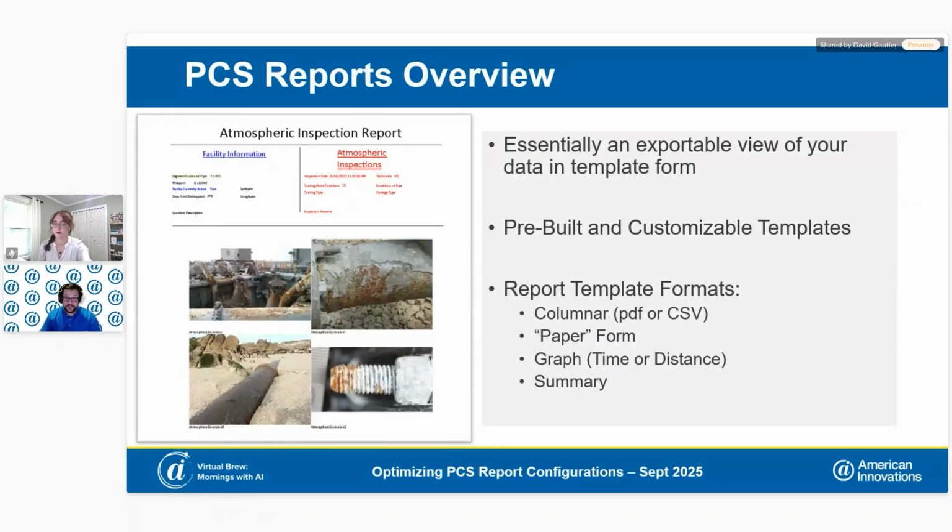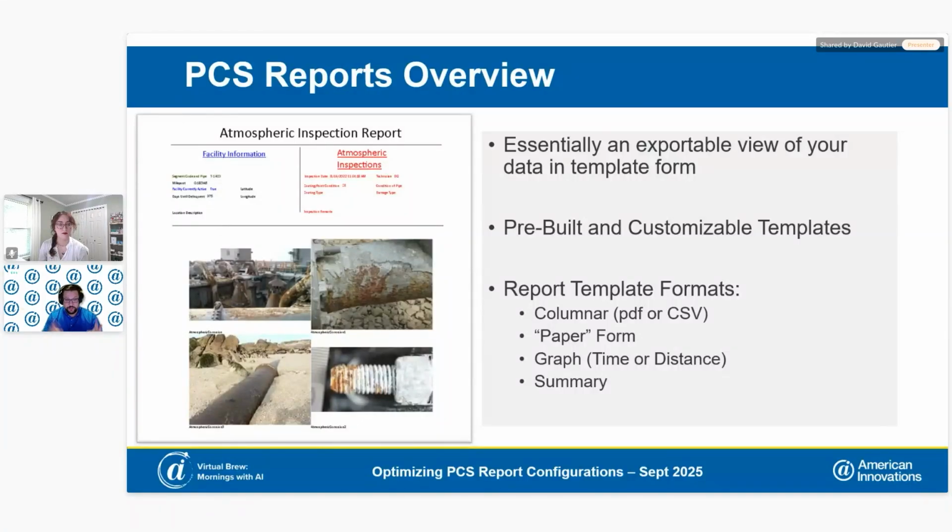The different types of templates that we have are here on the screen. We have columnar reports. Columnar reports are just kind of how you would expect, like out of the data grid, rows and columns, right? And that data can be exported in a PDF format or a CSV format.